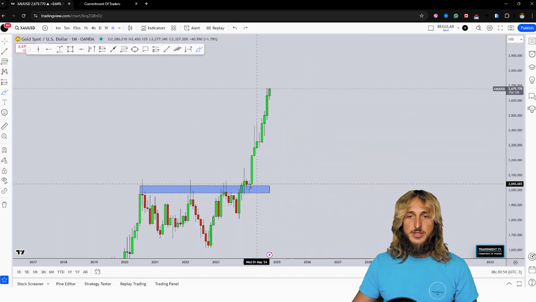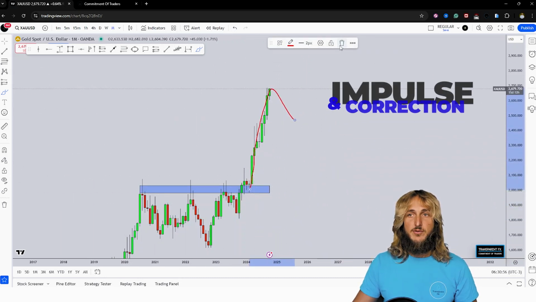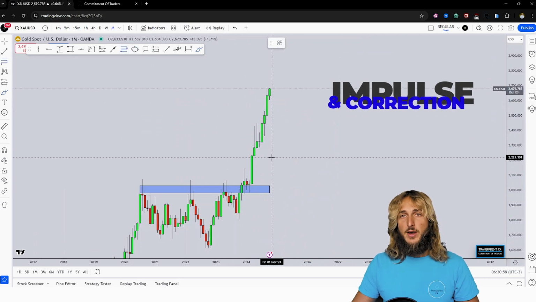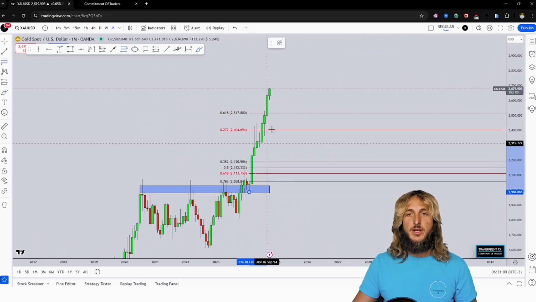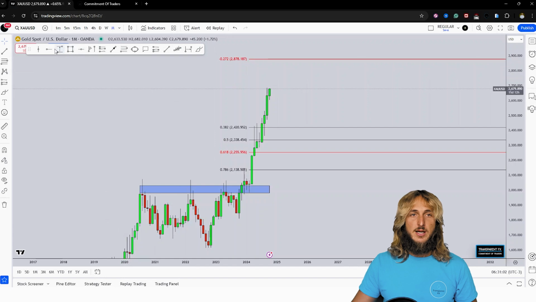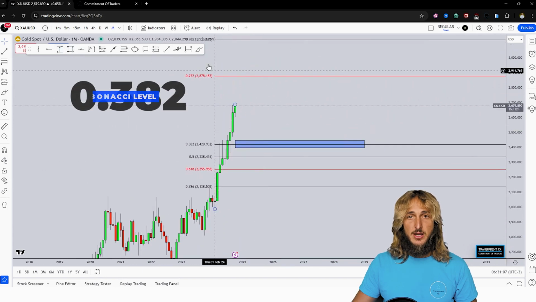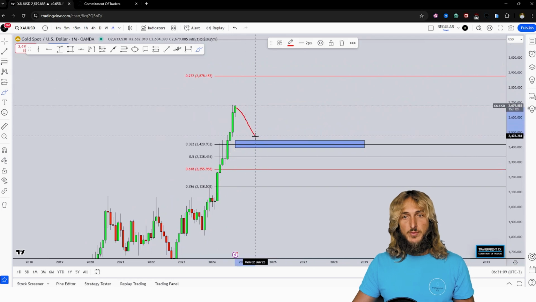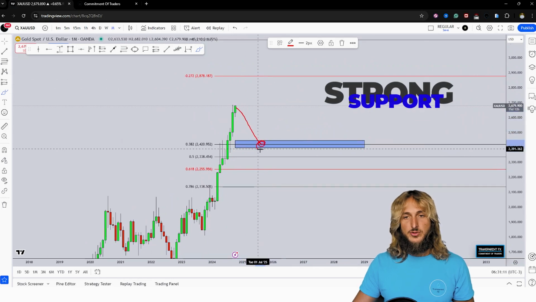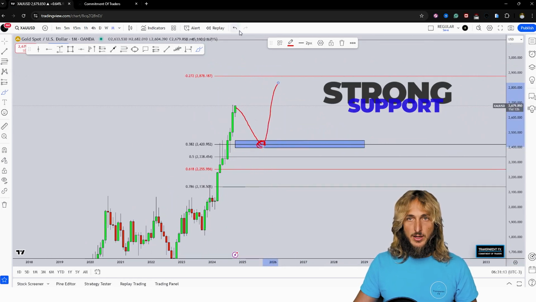We must also notice that, generally speaking, after an impulse, if you want to measure the correction, you have to take your Fibonacci from the low to the high of the impulse leg. And if we do that, we can see how we have the 0.32 retracement currently lining up exactly this area, which increases the probabilities of the market to create a correction to this zone before then continuing higher.